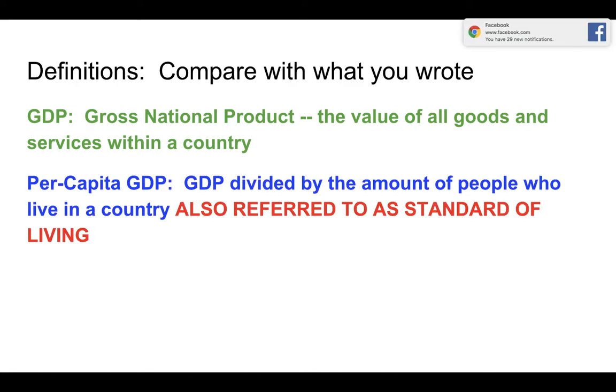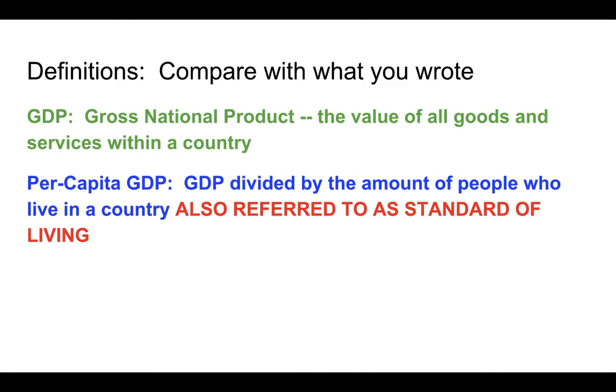So per capita GDP, let me get rid of that, sorry. This is annoying. Okay. Per capita GDP is just GDP divided by the amount of people who live in a country. So you take the number, the GDP, and you divide it by the amount of people who live there. You can have a per capita GDP of a country, of a state, of a county, of a city. Any unit of government can have a GDP.